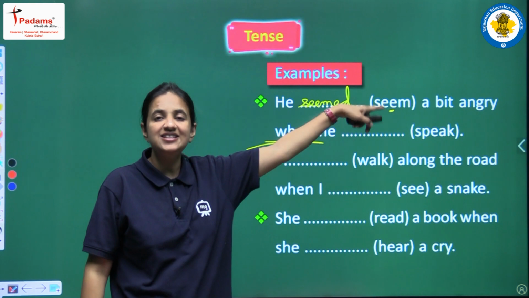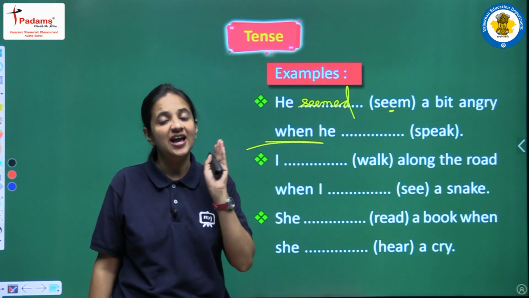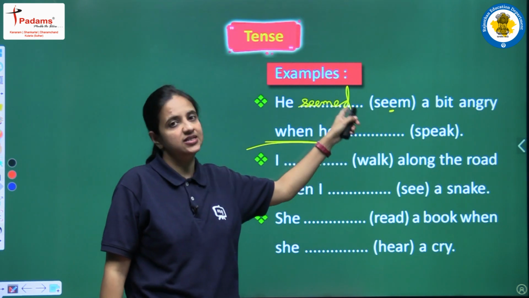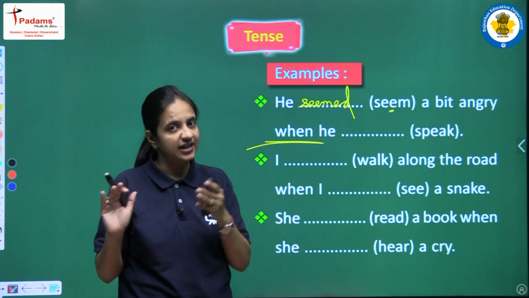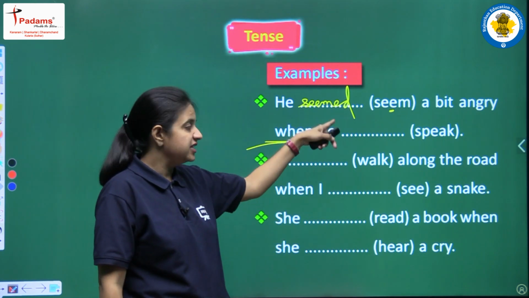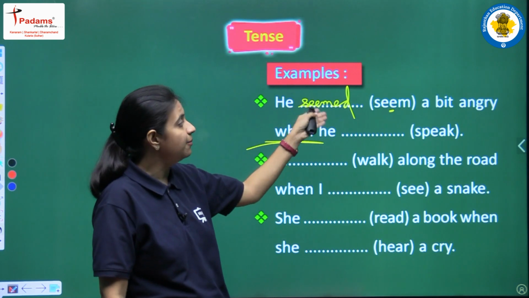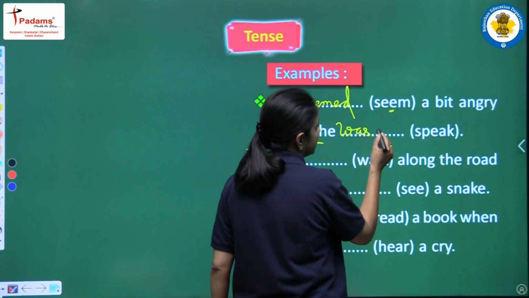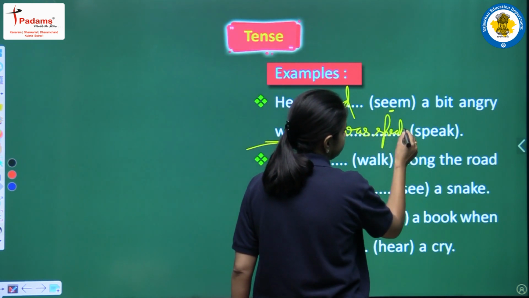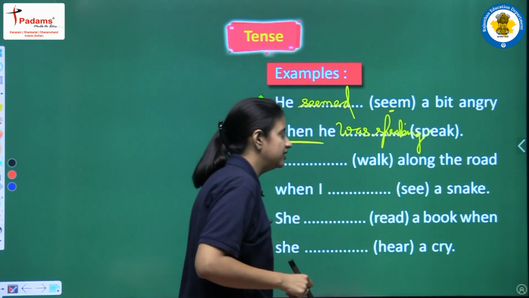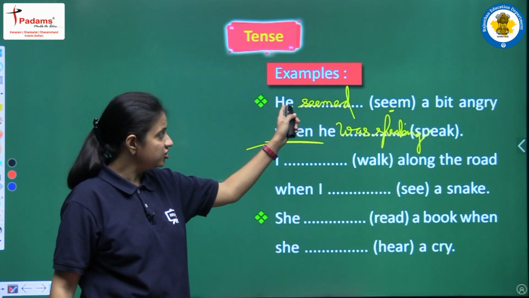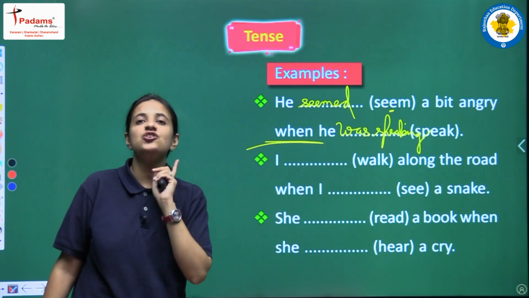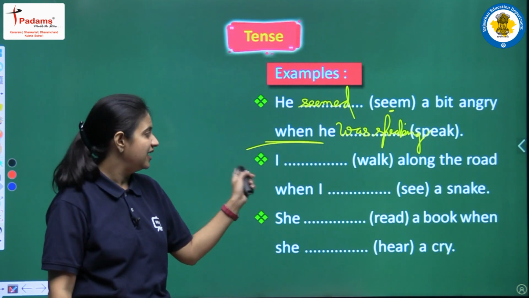This is a positive sentence. So we won't write did here, we won't write a helping verb here, and we will use the second form of the main verb. So the main verb given to us is seem. So we will convert seem to the second verb. The second verb is seemed. Okay, so we will write he seemed a bit angry when he was speaking. So here we have two clauses. In the first clause we will write past simple tense and in the second clause we will use past continuous tense. Clear? Let's see next.